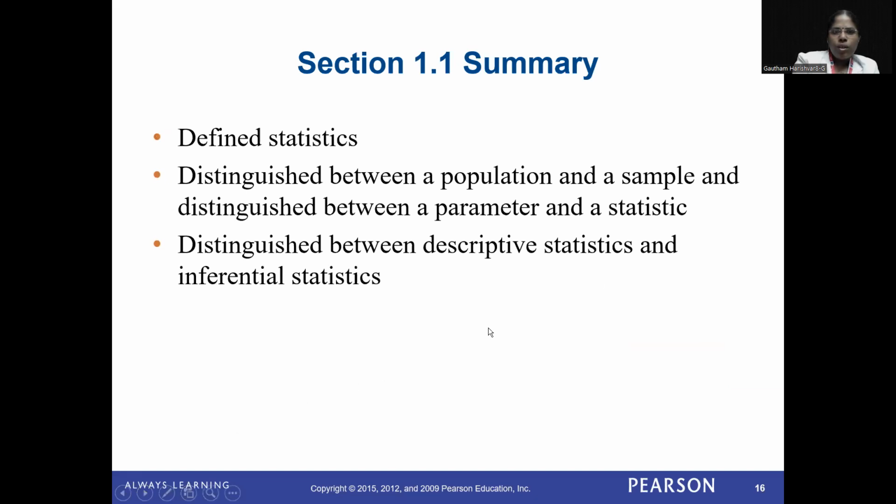So I'm going to end this session. So what we have seen so far today. First of all, I explained what is meant by statistics. And I explained the differences between the population and the sample, and the parameter and statistic. At last, I explained descriptive statistics and inferential statistics. Okay. Do you have any doubt? Please, you can ask me through the chat box.